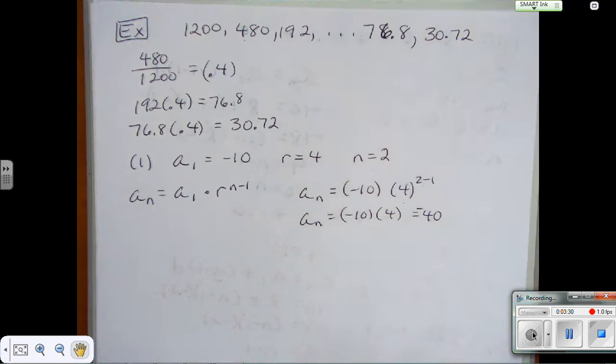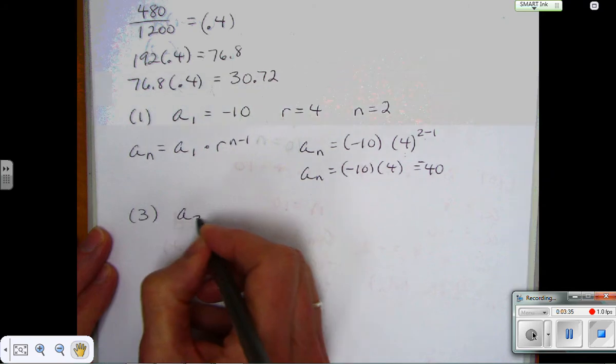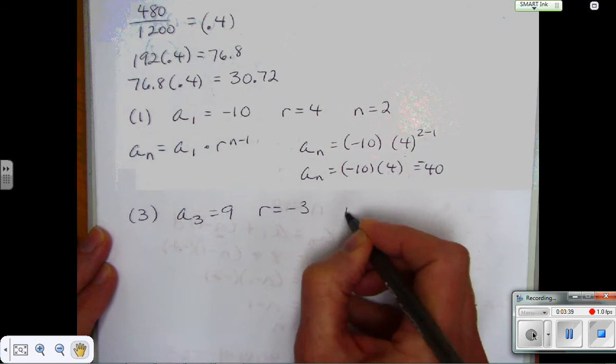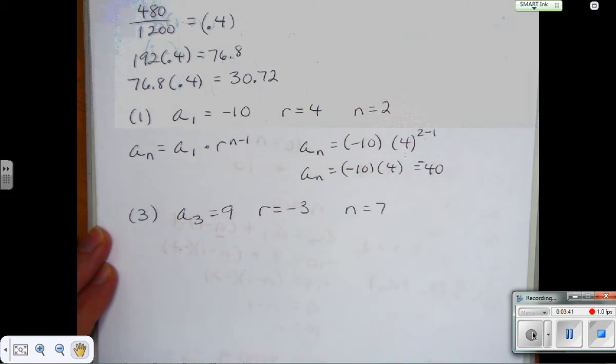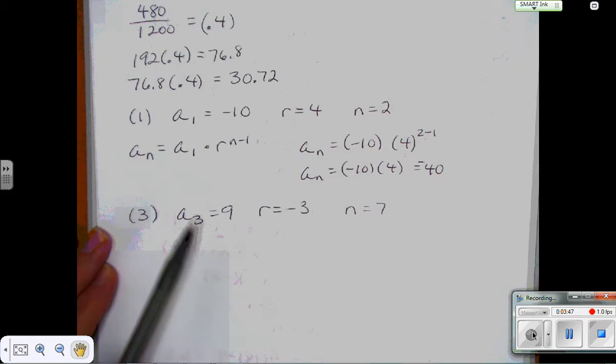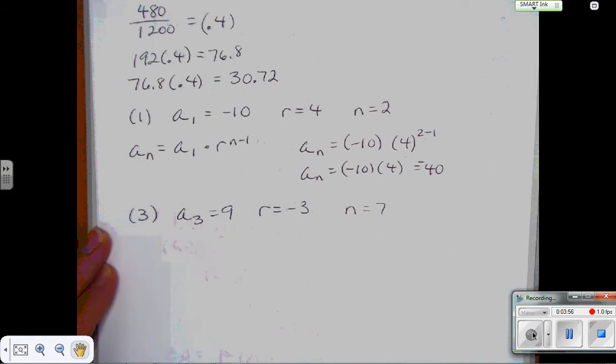Okay, so let's look at number 3 on your sheet. They give you a sub 3 is 9, r is negative 3, and n is 7. To find your a sub n number, I need a sub 1. That's what the equation is calling for. Well, they don't give me a sub 1, they're just giving me a sub 3. So to find that, we're going to use the ratio. I know that each number in the sequence is multiplied by negative 3 to get the next value.